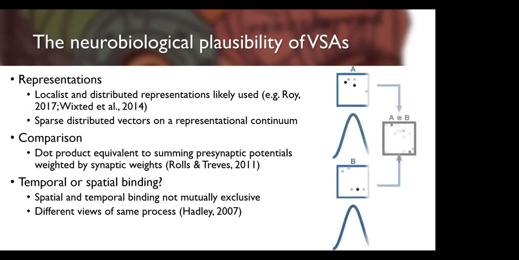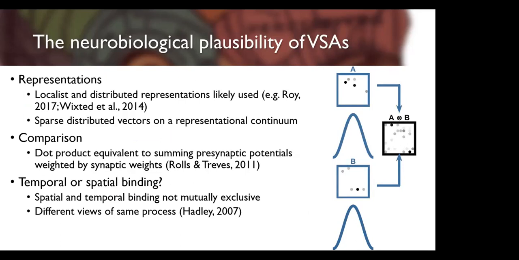In terms of the vector representations themselves, there is evidence that both localist and sparse distributed representations are used by the brain. VSAs conform to this because sparse distributed vectors exist on a representational continuum, which allows them to demonstrate characteristics of either localist or distributed encodings, depending on their sparsity.